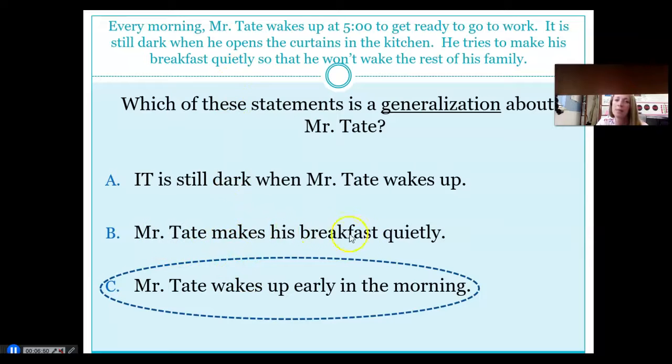B, Mr. Tate makes his breakfast quietly. Well, is that the whole thing? He wakes up at 5. Is that about his breakfast? No. It says he opens the curtains and it's still dark. Is that about his breakfast? No. So we have to do what is it mostly about.